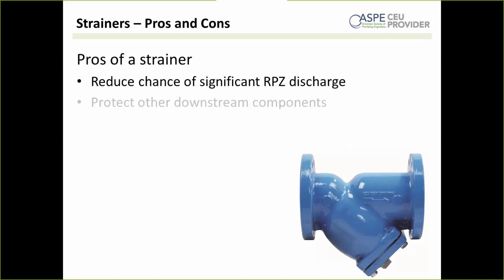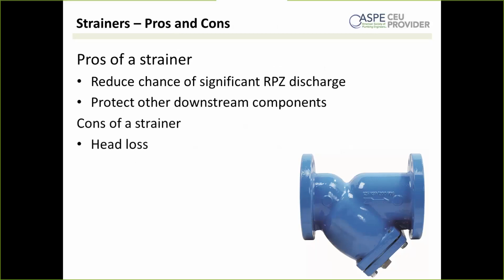Also, it will protect other downstream components. The backflow preventer is not the only piece of equipment that can foul. So a strainer is going to help you protect everything else downstream, from pressure reducing valves to automatic control valves. The main disadvantage of a strainer, of course, is head loss. Pushing water through a screen is going to cause a pressure drop across the strainer, which has to be taken into account, especially in areas where your supply pressure is already low.